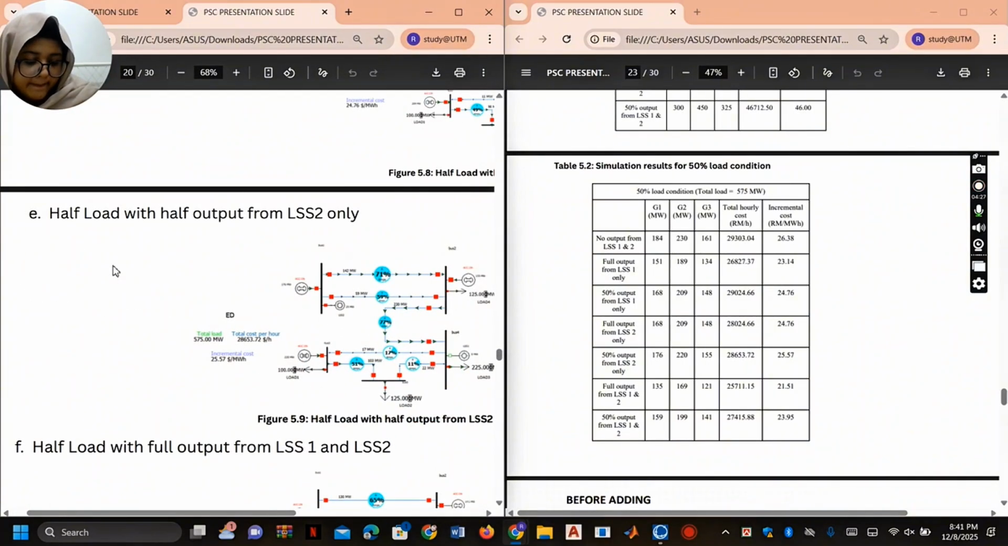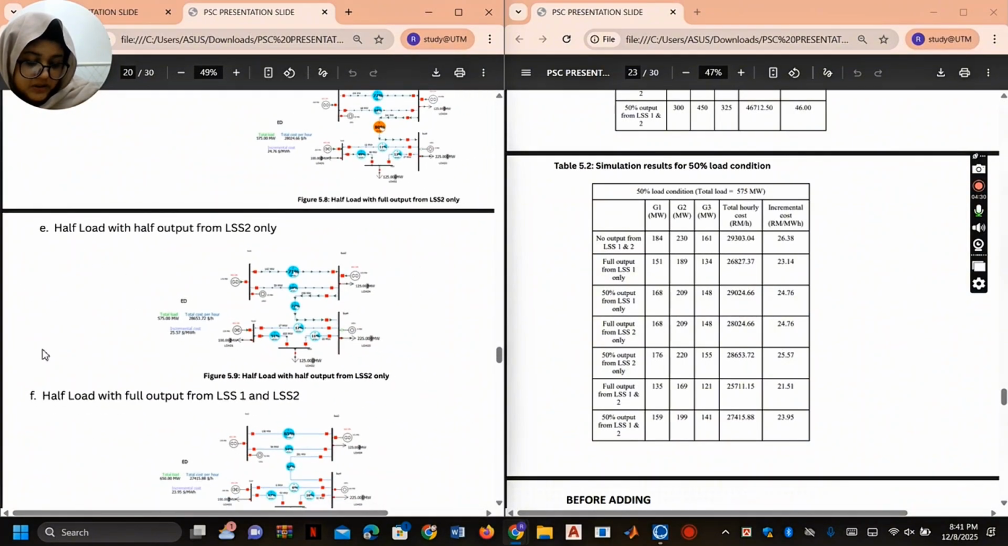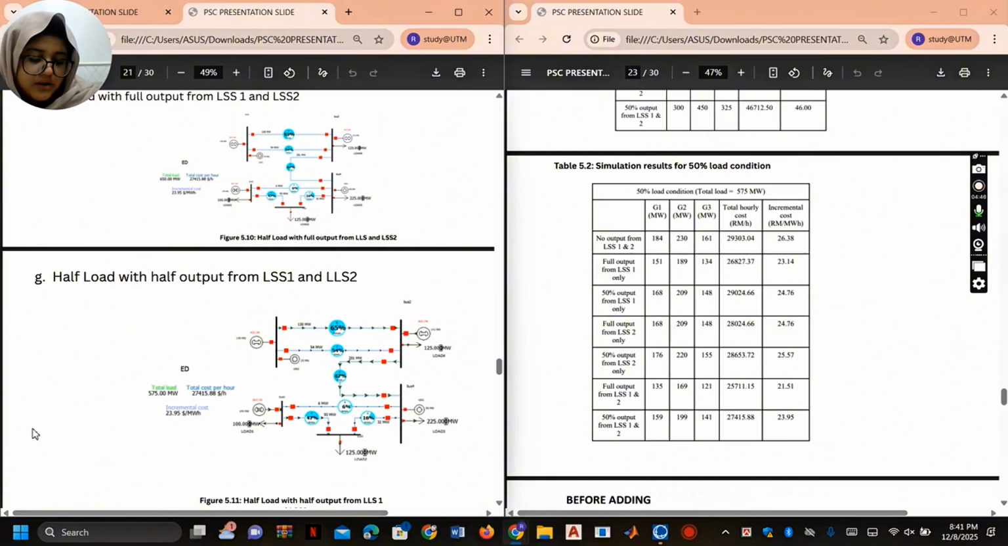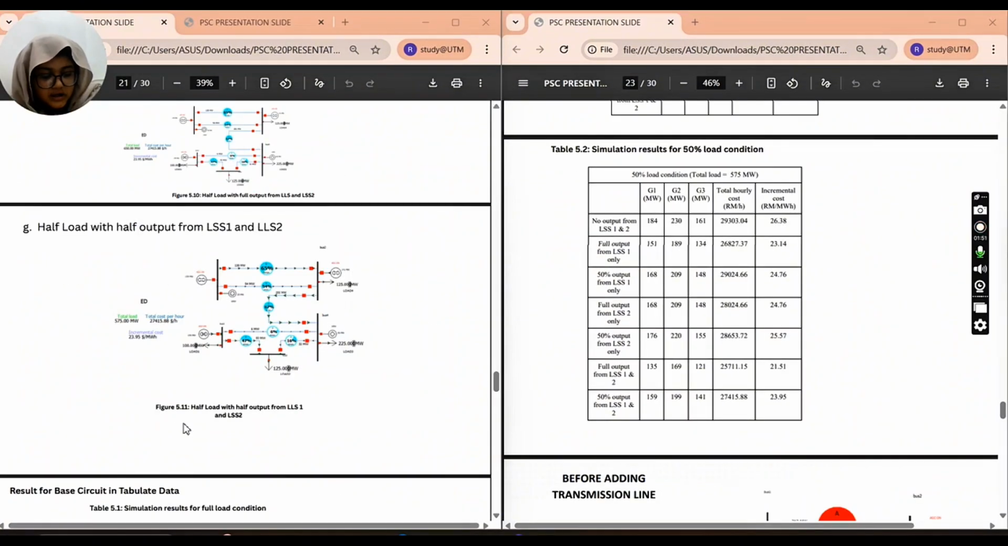For E, it has minimal cost savings, and for F, it's maximum solar at half load and it's lower cost, and we can say generators run at minimum limits, the best half load case. For G, it's moderate renewable penetration and balanced and stable operation. You can say as solar penetration increases, the thermal generation and operating cost decrease. At half load, the same solar capacity has a stronger economic impact. Thank you. That's all from me.